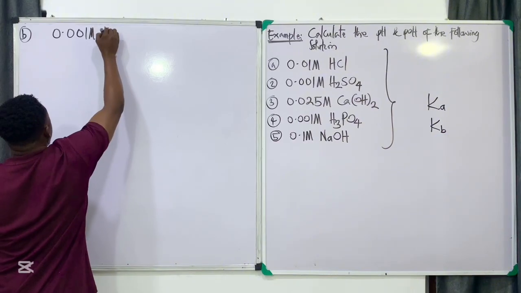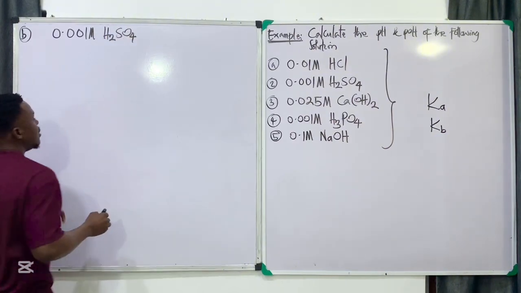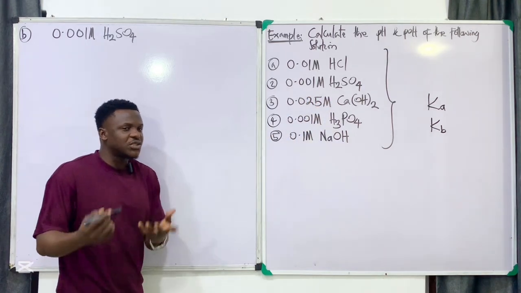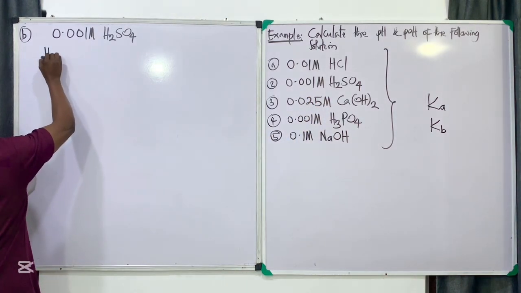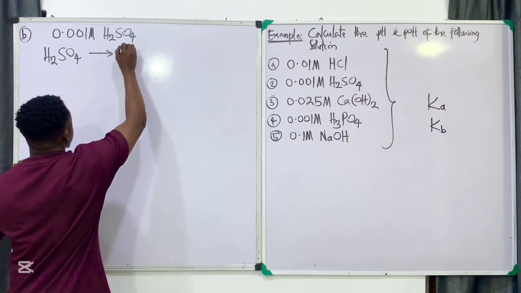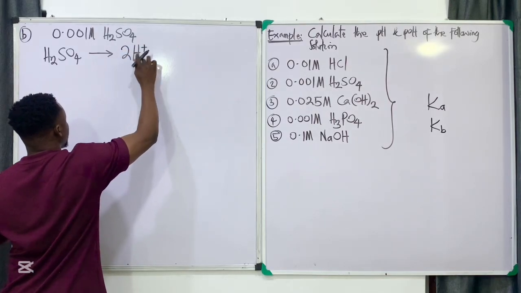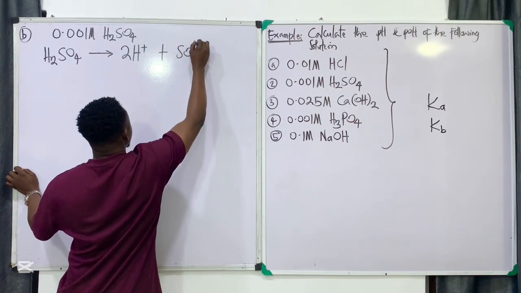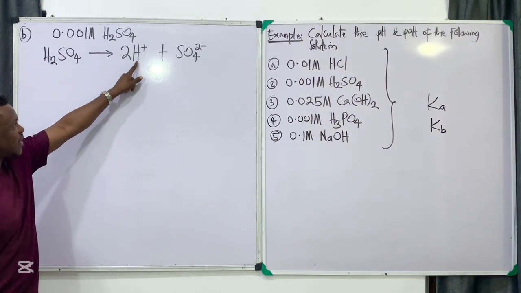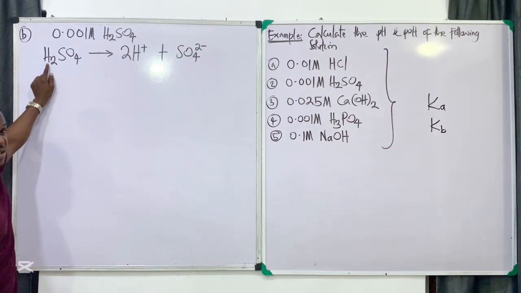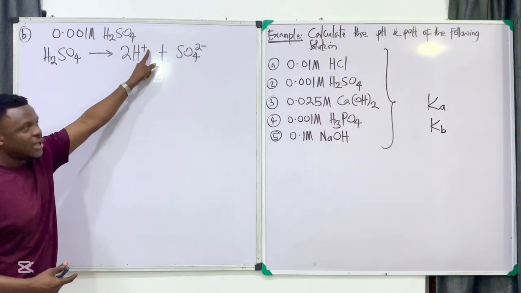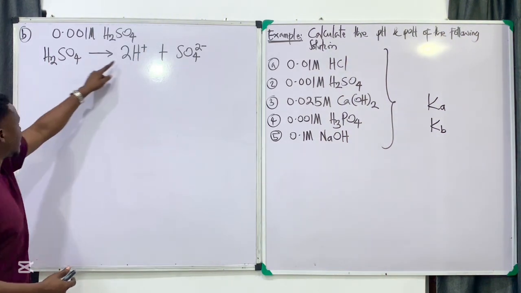0.001 molar H2SO4. Now, how does H2SO4, sulfuric acid or tetraoxosulfate 6 acid, dissociate? When this dissociates, you're going to have 2H plus. Please take note of this dissociation. Anytime H2SO4 dissociates, it's always going to give rise to 2H plus. Because we have 2 hydrogens here, and these 2 hydrogens are acidic hydrogens, right? So they will dissociate as H plus, and then you balance the equation. Here has 2 and here has 1.